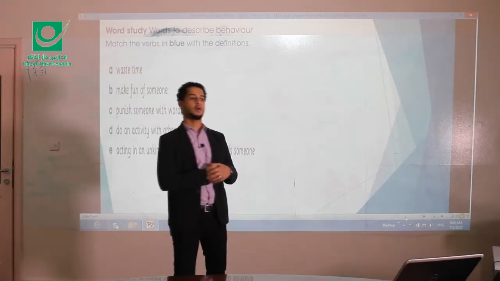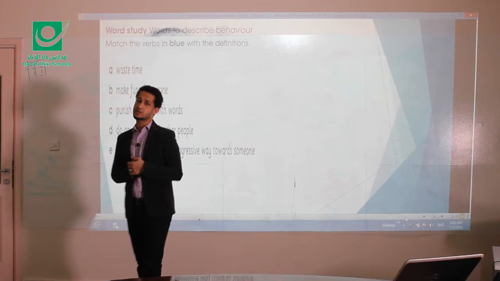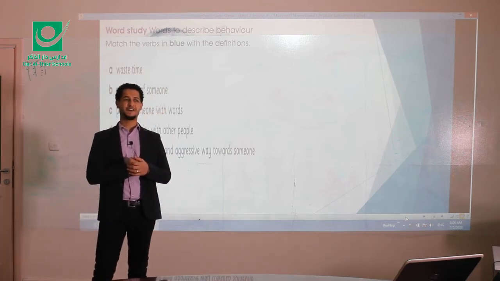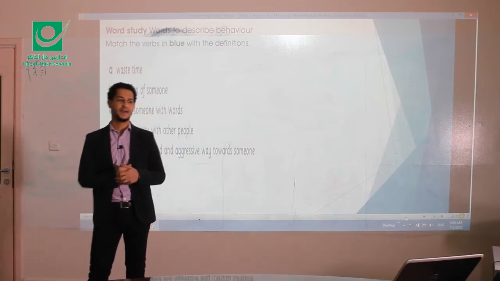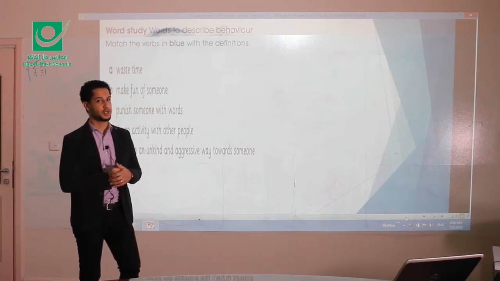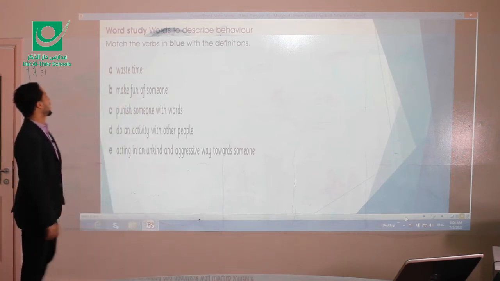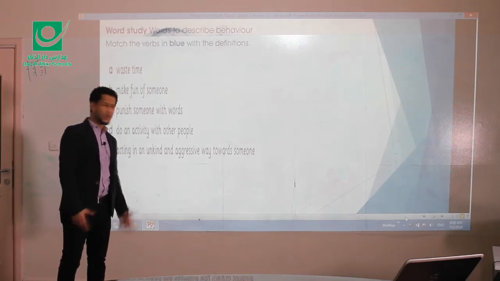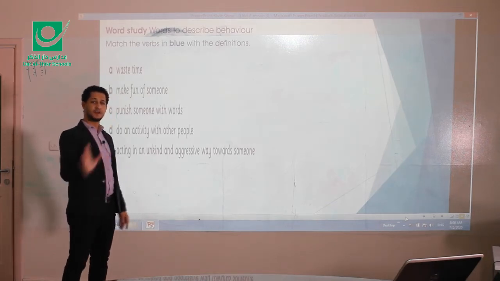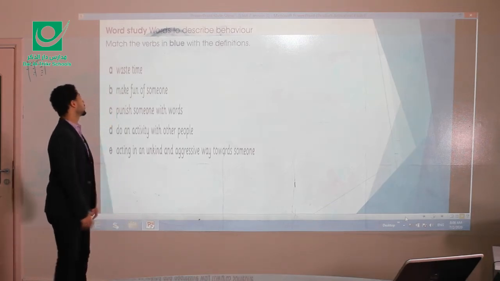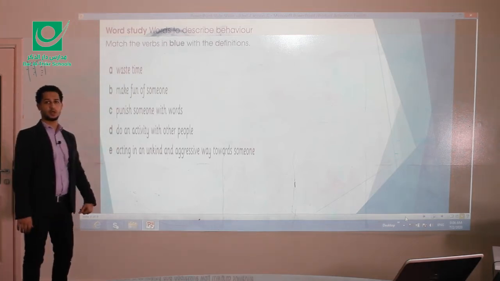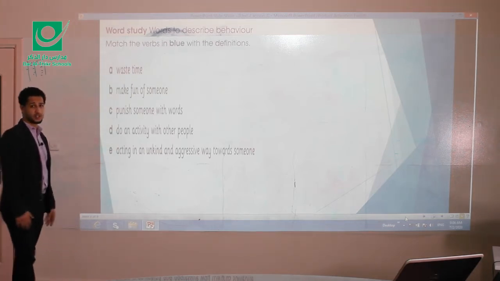Now we have read the 5 comments about some of the problems children can find at school. Now we have a question. Get ready. Match the verbs in blue. Blue where? In the text, in the 5 comments. You will match these verbs in blue with these definitions. I read the definitions now.